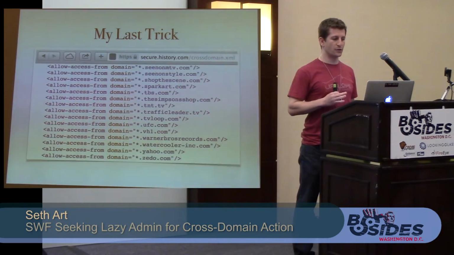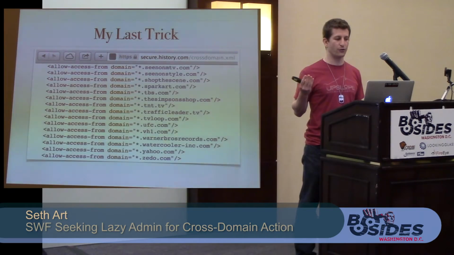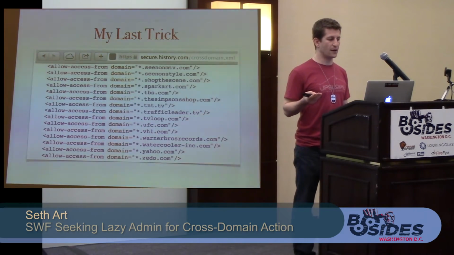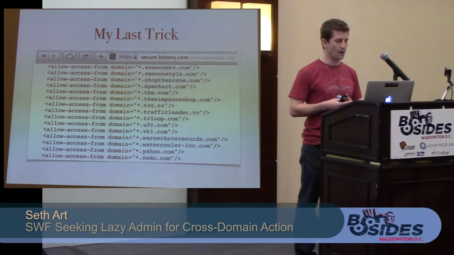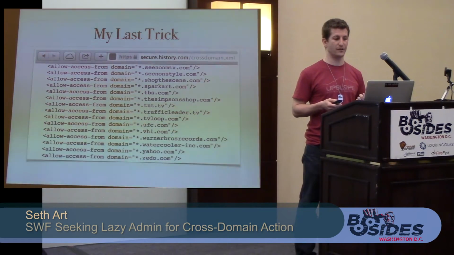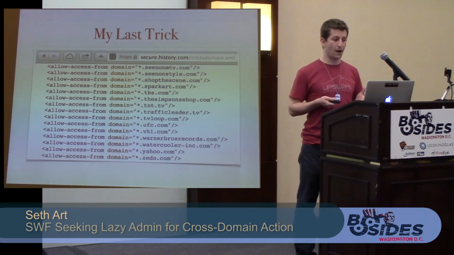So I'm done with those types of POCs. I just wanted to share with you something I came across, kind of a revelation I had halfway through my research. So this should look a lot like the example at www.adobe.com. There's no domain equals star anywhere in this file. However, this is just a snippet of the crossdomain.xml file at secure.history.com. There are 89 unique domains that are trusted in this file. And this is not uncommon.